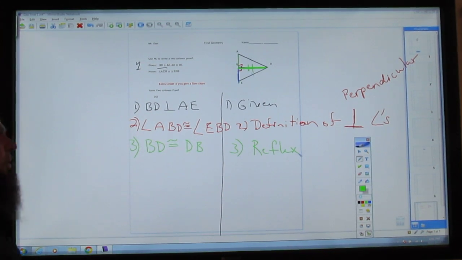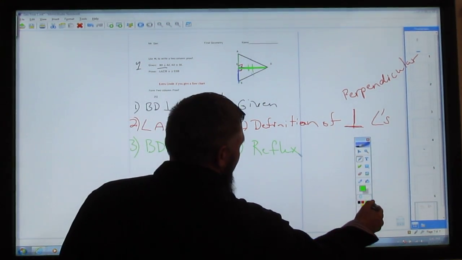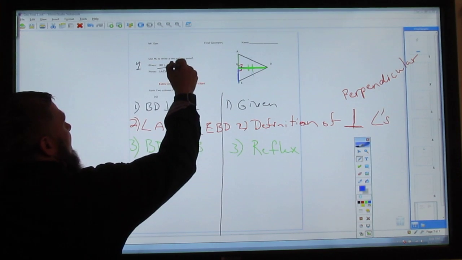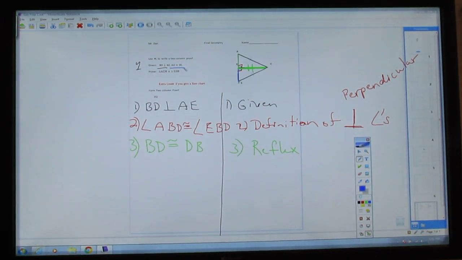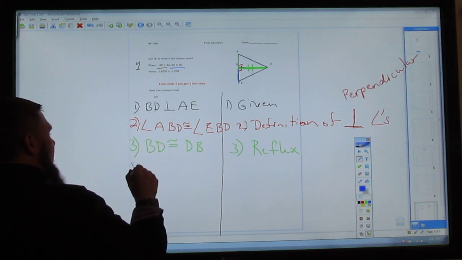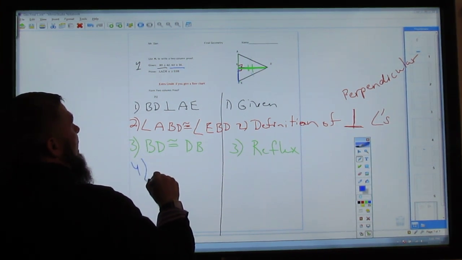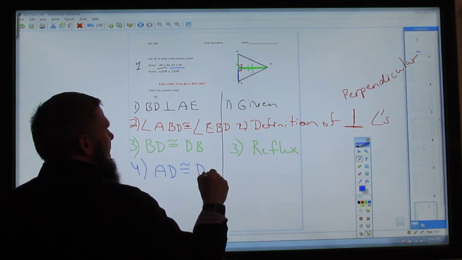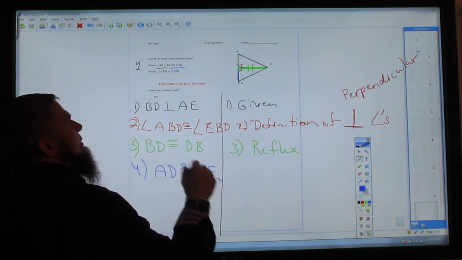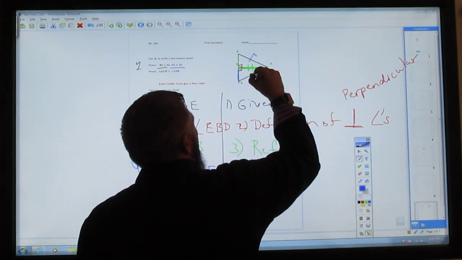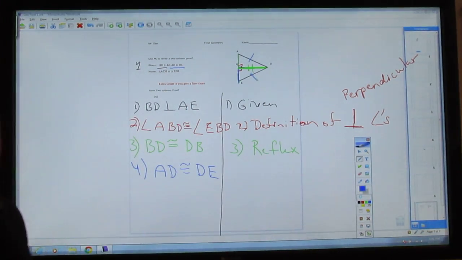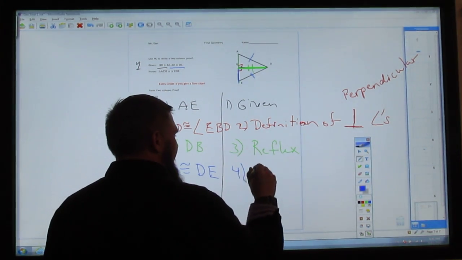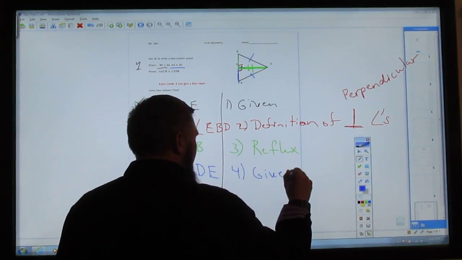It's not even 2 yet. What else do I know? I know this other given, right? I have another given. 4. AD is congruent to DE. Okay, so AD is congruent to DE. Why? It was given. Okay?